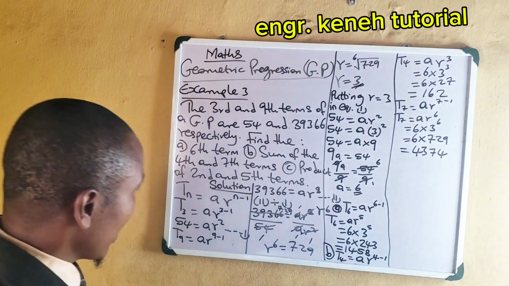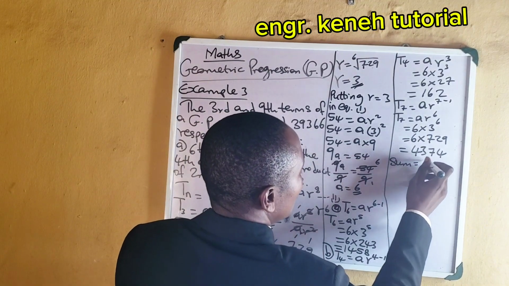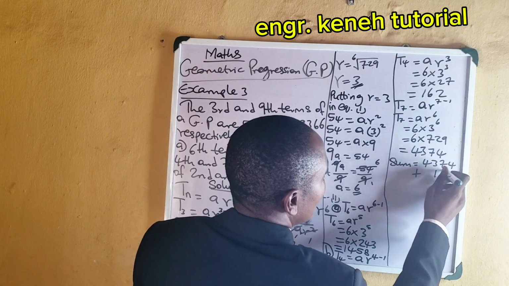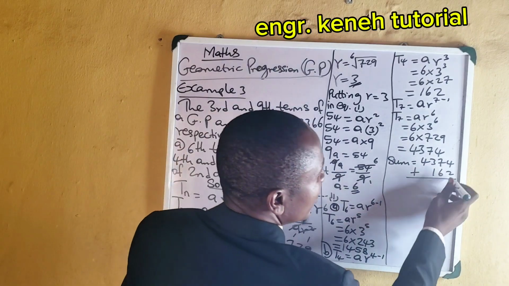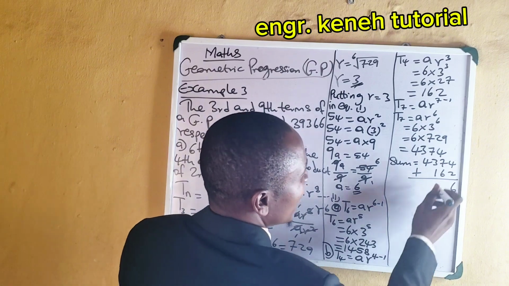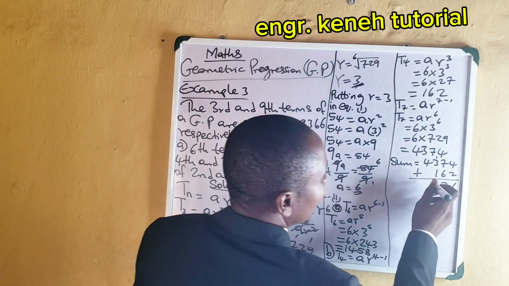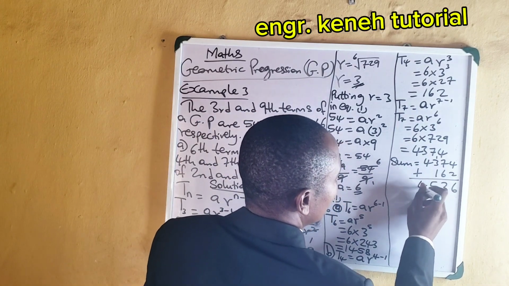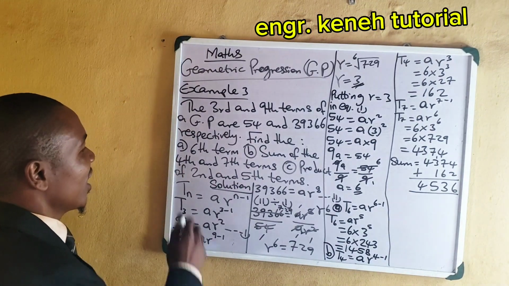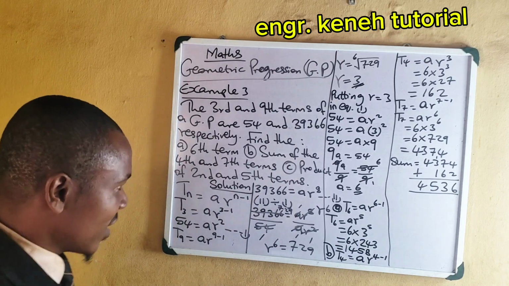Can you see that? All right, but the question says you should find the sum. So we have sum is equal to 4374 plus 162. Adding this together, 4 plus 2 gives us 6. 7 plus 6 gives us 13. I'll write 3, carry 1. 1 plus 3, 4 plus 1, you have 5. Then I'll bring down this one. So that is how to obtain the sum of the fourth and the seventh terms. I hope it's clear.